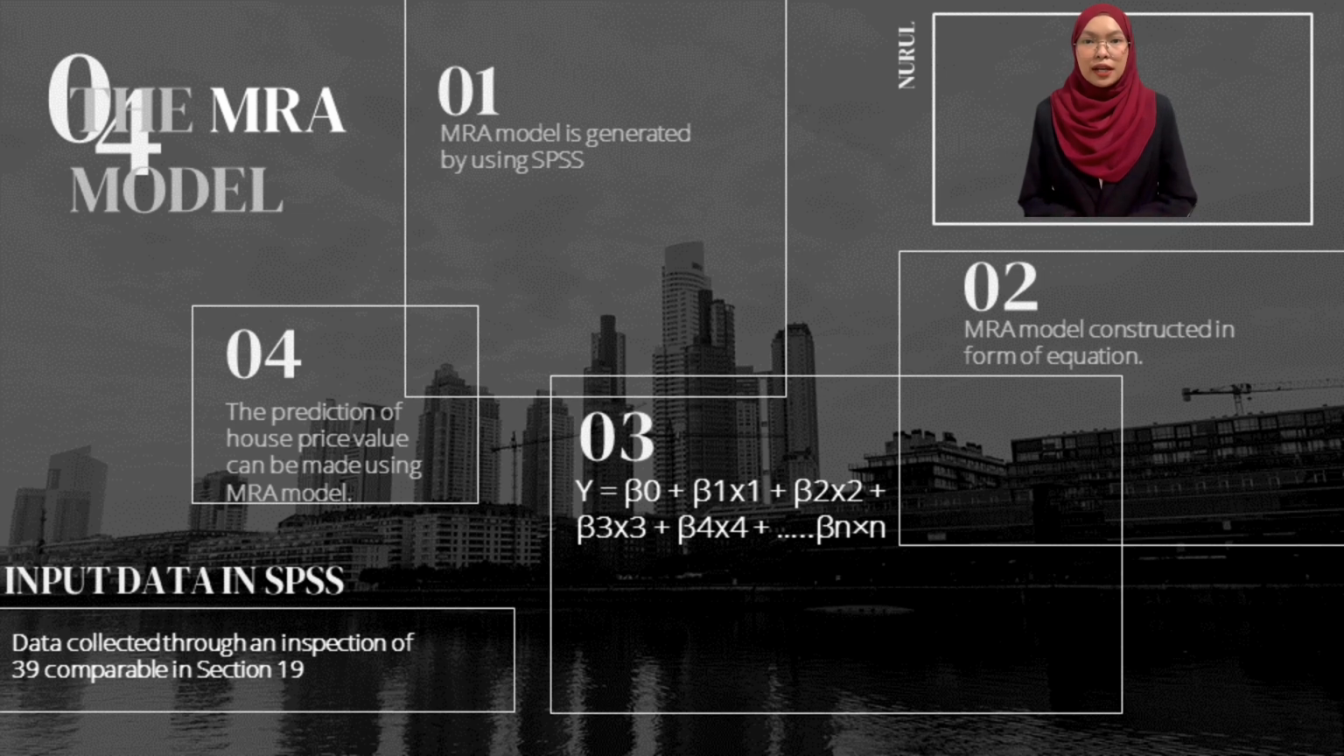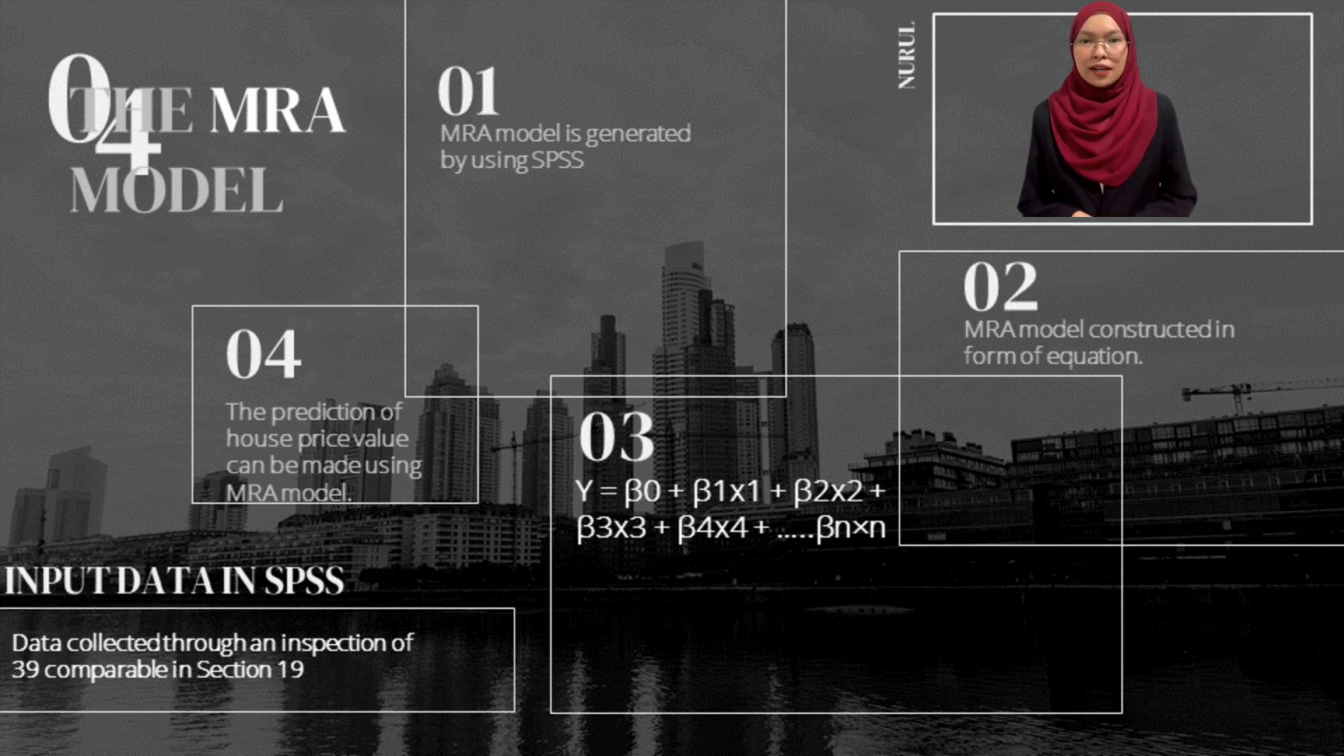To make predictions, an MRA model has to be constructed. The MRA model is generated automatically through software called SPSS, or Statistical Package for the Social Sciences. SPSS is used for our case study to help in analyzing the data of variables as well as generating the MRA model to make a prediction of house price in our case study.